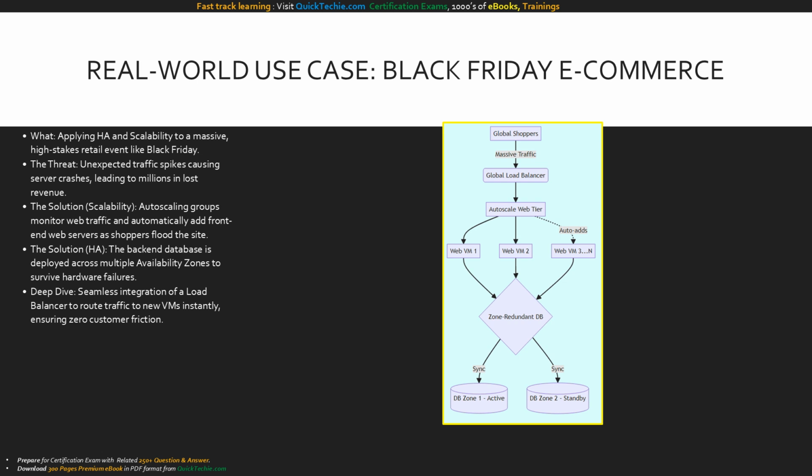Now, follow the arrows down from all those web servers into our data layer, the zone redundant DB. This is where high availability shines. The database is actively running in Zone 1, but it is continuously synchronizing data to a standby database physically located in Zone 2. If Zone 1 catches fire, the system automatically redirects all those web servers to the standby database in Zone 2. By combining the elastic expansion of the web tier with the rigid fault tolerance of the database tier, we have constructed an enterprise-grade cloud environment that can survive both astronomical demand and catastrophic hardware failure.